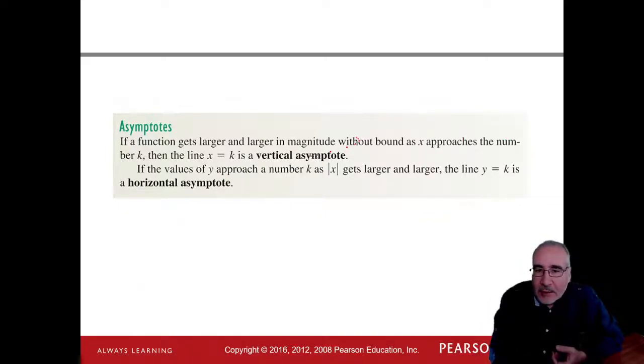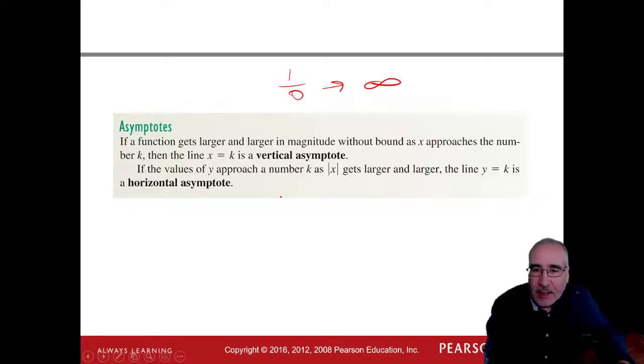And so we talked about these vertical asymptotes. If the function values grow larger in magnitude without bound as x approaches the number k, then the line x equals k is a vertical asymptote. That happens when we're dividing by 0, because when you divide by 0, what it's really doing is going off to infinity. Okay, and I talked about the horizontal asymptotes. That's as x gets large, then it goes towards y. So a horizontal asymptote is where, as x gets really big, y is going to stay there.